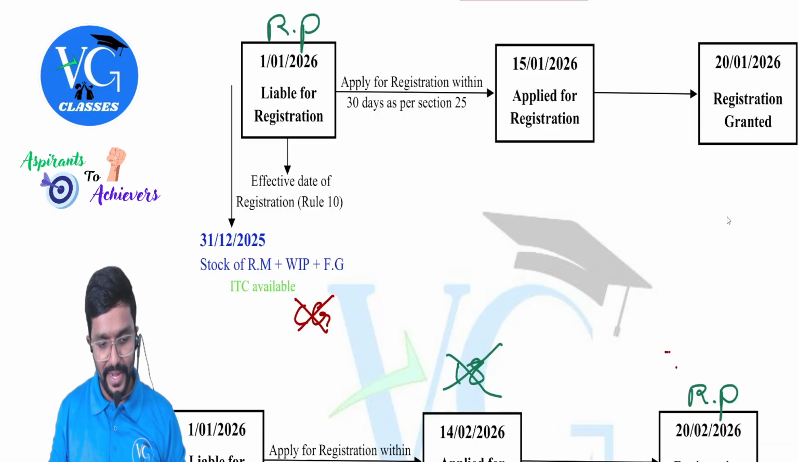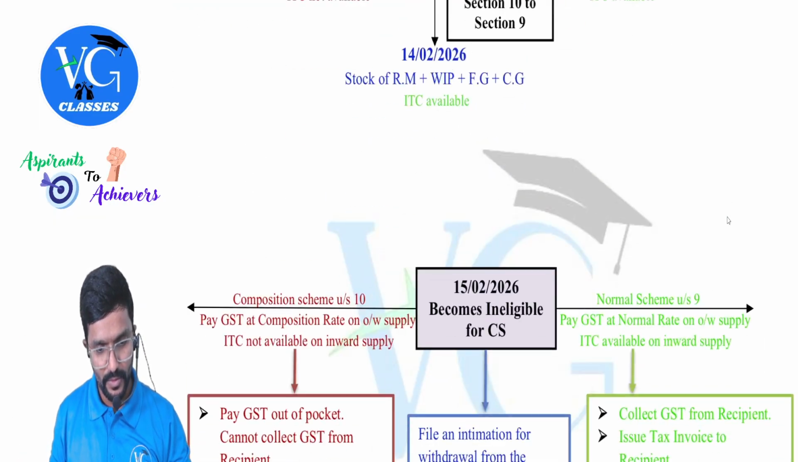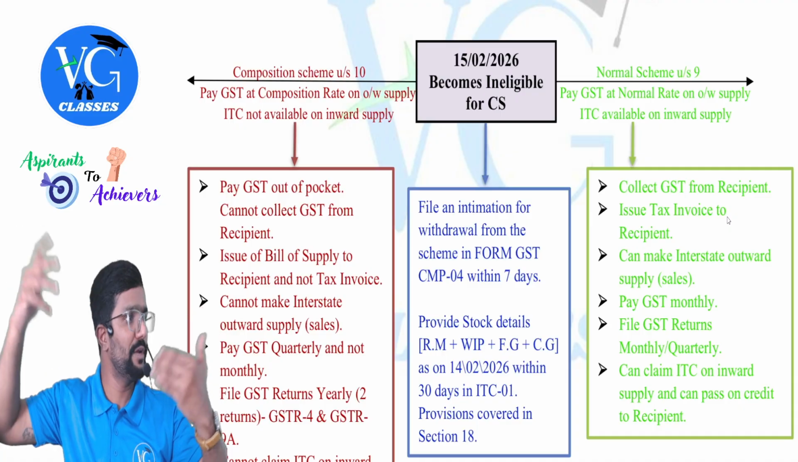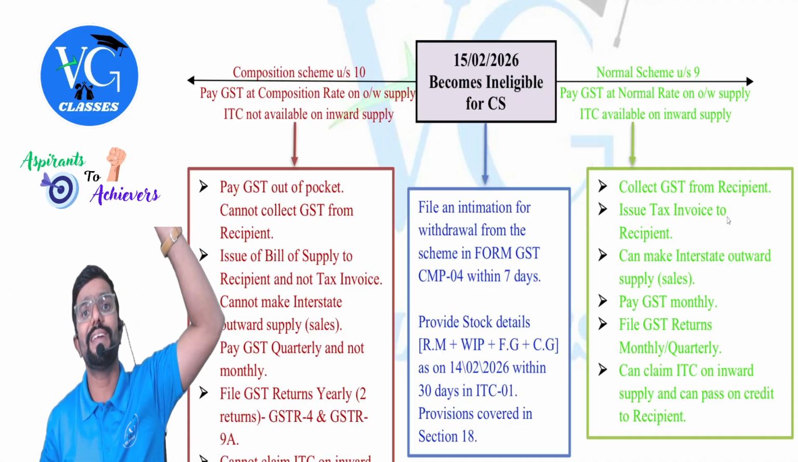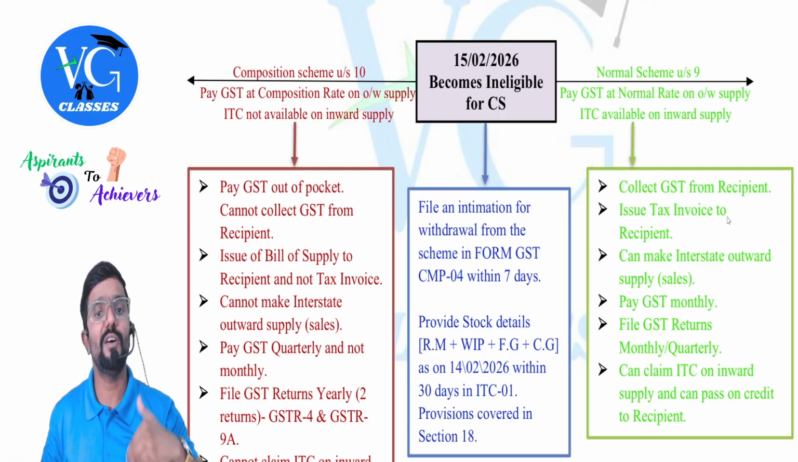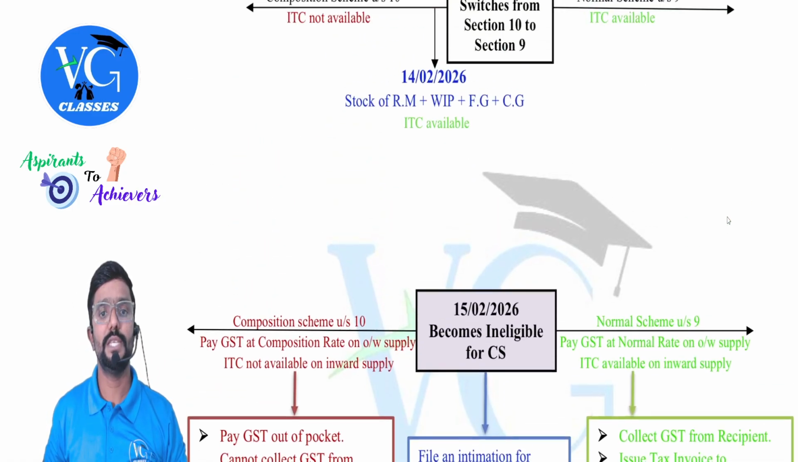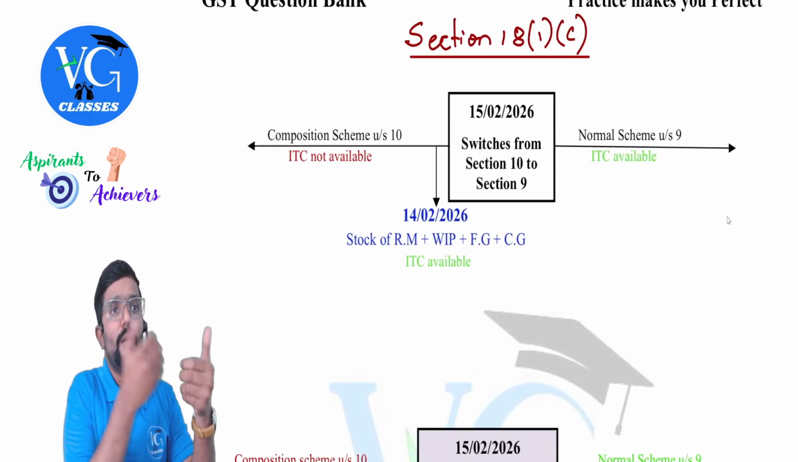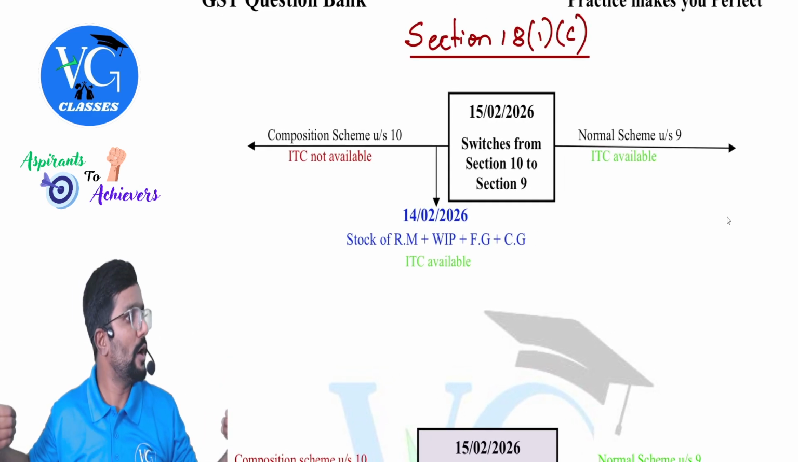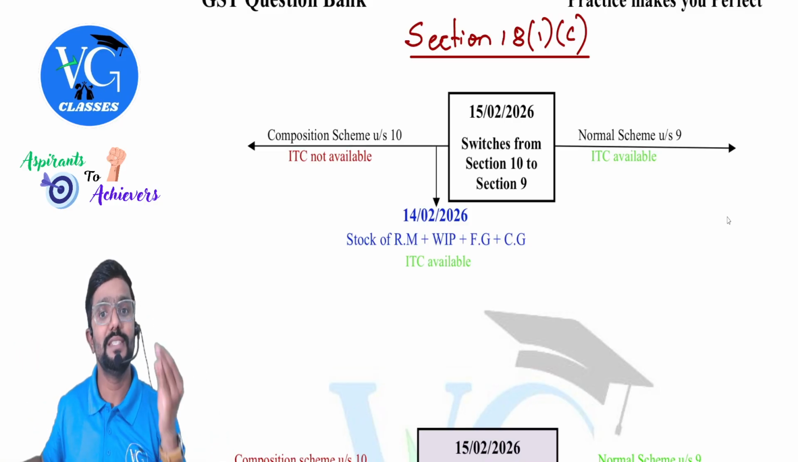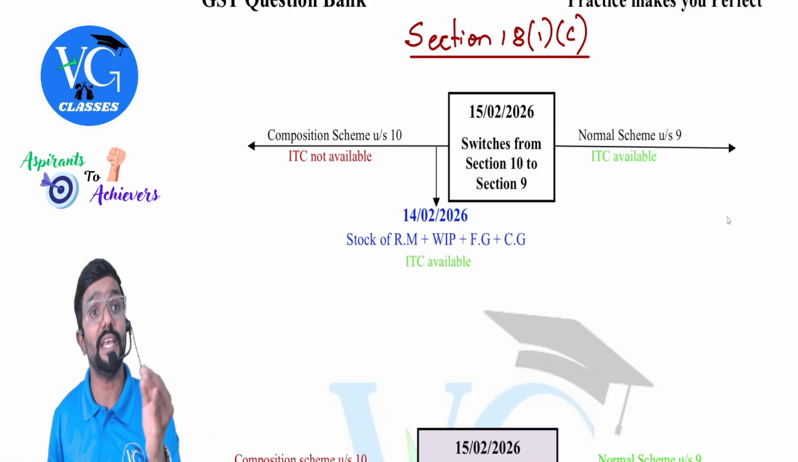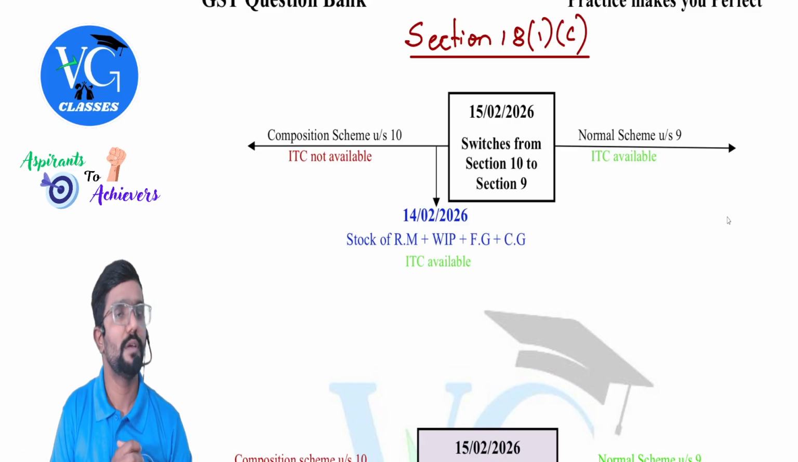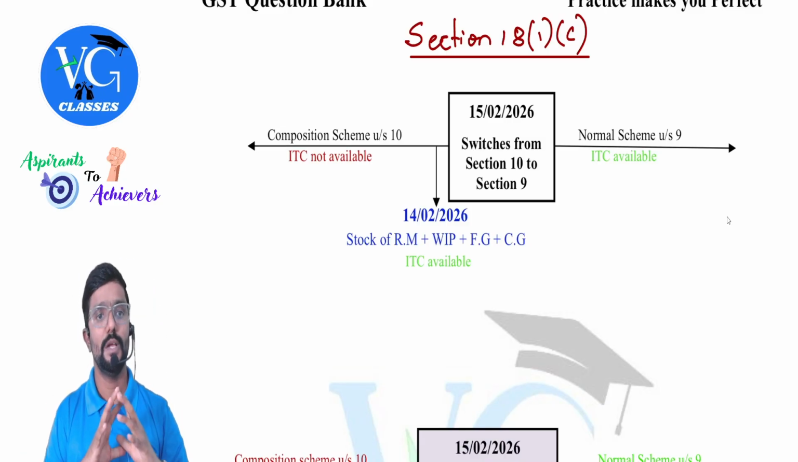I want you guys to make a note of this. This downward part is not required because we already made you take it down when we were covering composition scheme. But anyhow, I have connected and explained it. Just make a note of this part. You can also give a heading: composition scheme to normal scheme. Guys, see, silence. 18.1 C. C means what? Composition to normal. Okay, this one.